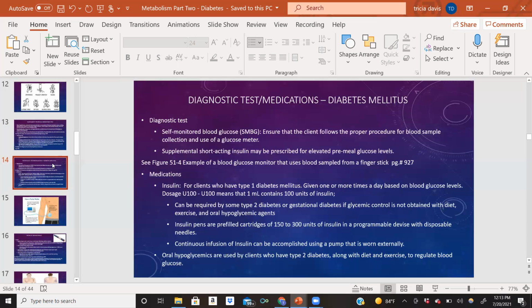Insulin can be required by some type 2 diabetes or gestational diabetes, which is when pregnant women develop diabetes, if glycemic control cannot be obtained with diet, exercise, and those oral hypoglycemic agents. Insulin pens that we usually use, you're going to see them in another 2 slides. These insulin pens are pre-filled cartridges. These cartridges contain between 150 to 300 units of insulin per pen. It's a programmable device, and it has disposable needles that go on the end of it.